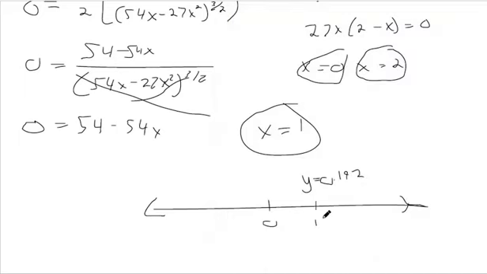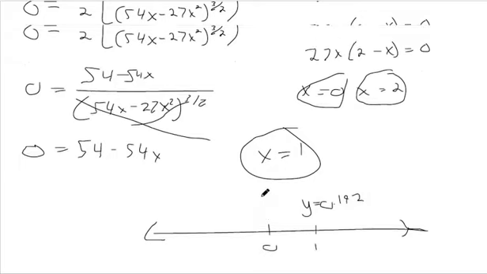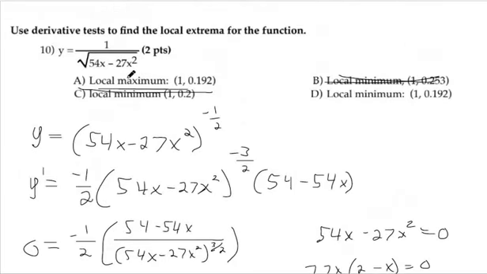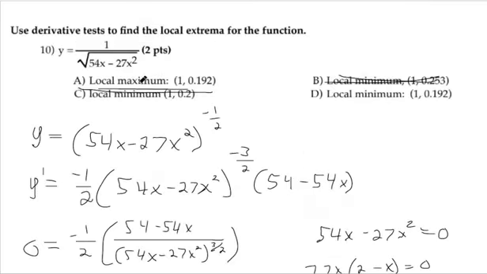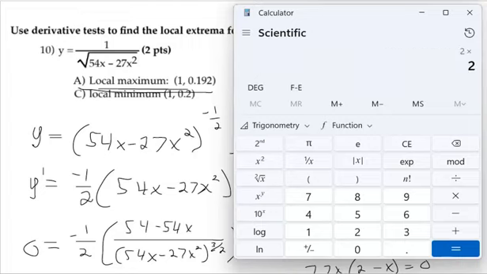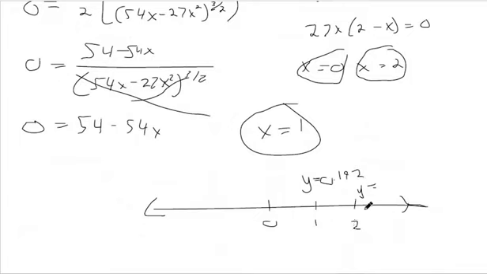And so to figure out whether it's a local max or local min, test a point to the left or to the right. 0 seems like it'd be easiest. No, but we can't divide by 0, so we can't do that. Let's plug in x equals 2 and see what the corresponding y value is. If it's below this one, then we know this has to be a max, right? So if I plug in 2 into the function, 2 squared times 27, and then 54 times 2. Oh boy, I picked another one that's undefined. Okay, so x equals 2 also didn't work.